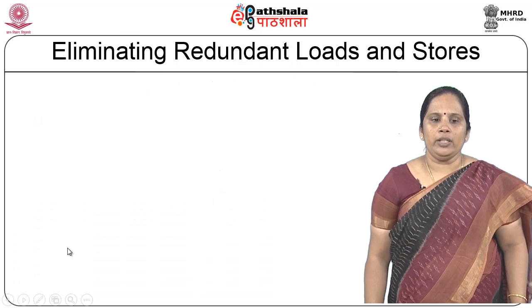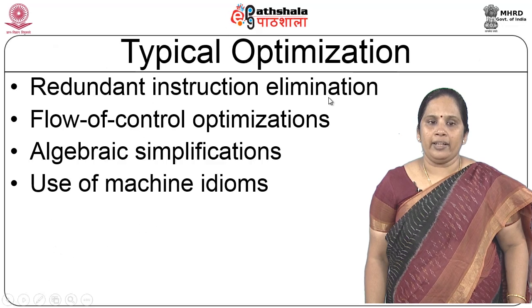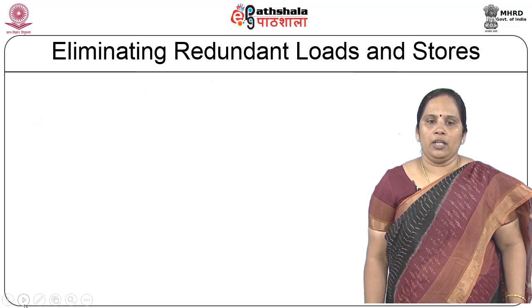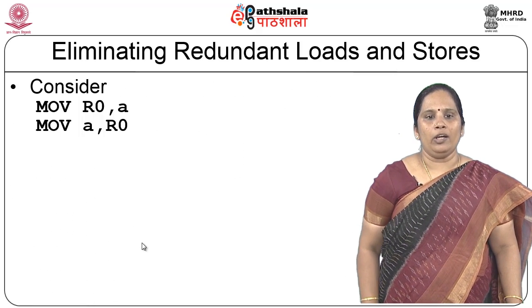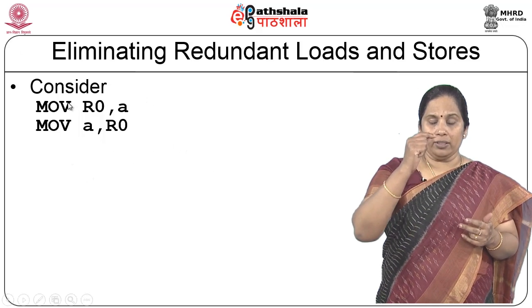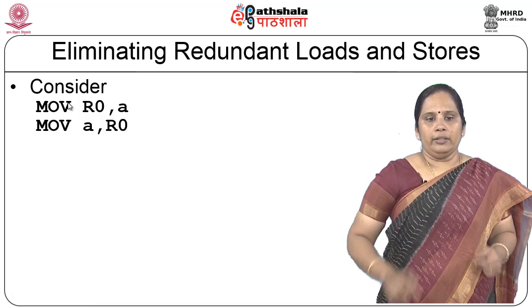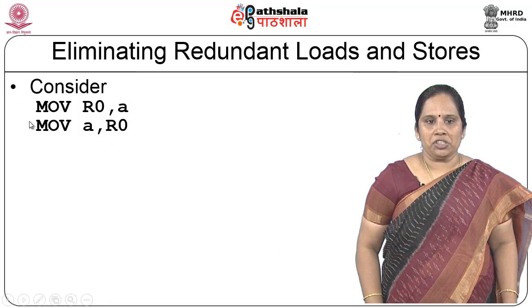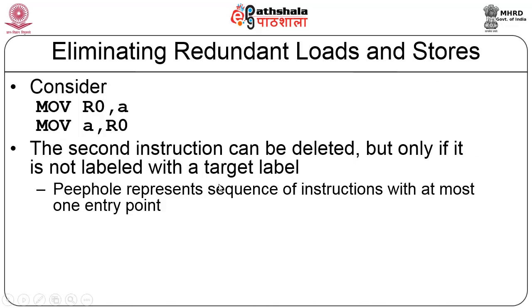Now, the first one is eliminating redundant loads and stores, which is what we called redundant instruction elimination. Consider these instructions: move R0 comma A and move A comma R0. They occur one after the other. Looking through a small window, I know that the second instruction is redundant, therefore I will try to get rid of it. The second instruction will be deleted, but only if it is not labeled with a target label.